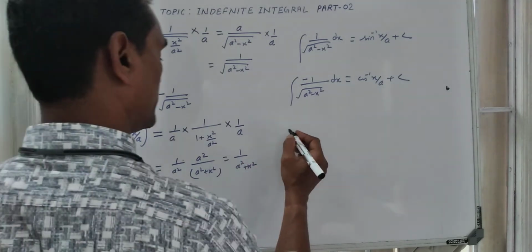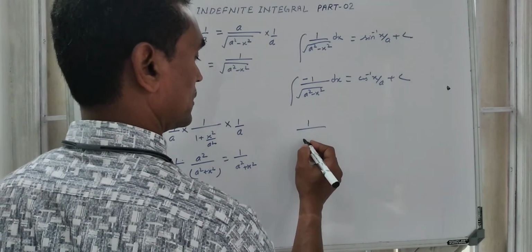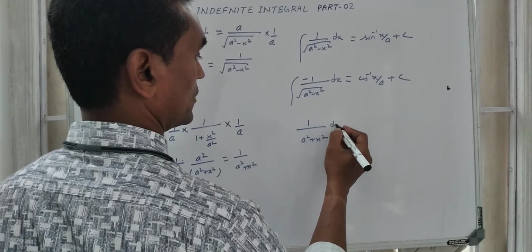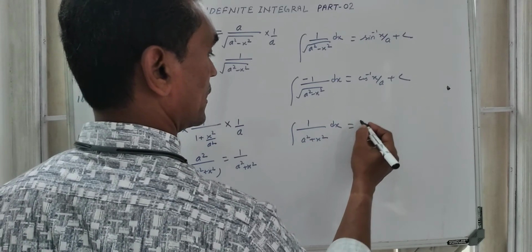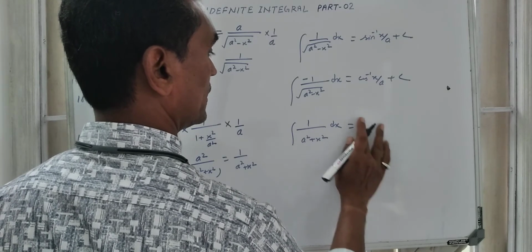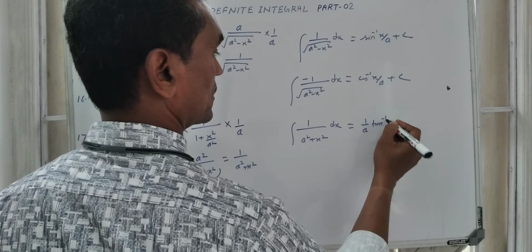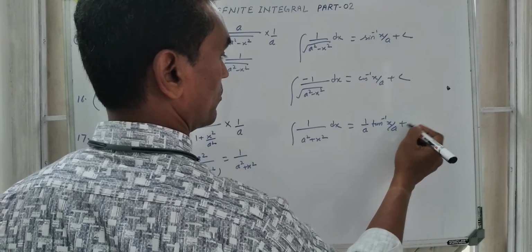It means the integral of 1 by a square plus x square with respect to x is 1 by a tan inverse x by a plus c.